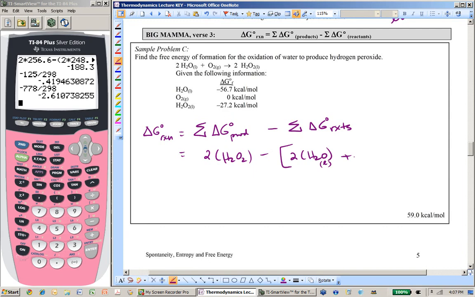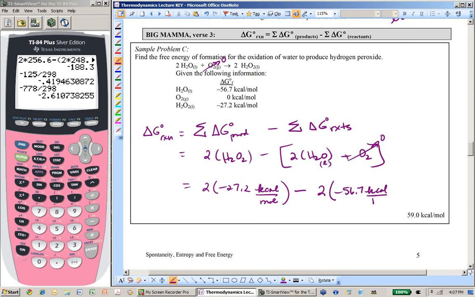Plus, because that's what sum means, add them together, of the oxygen. Well, celebration moment. Hallelujah, hallelujah. There is an element in here, and I'm talking delta G, so that's a 0. So this simplifies to 2 times H2O2's value, negative 27.2 kilocalories per mole. Not joules. And that is then subtracting 2 times water's, negative 56.7 kilocalories per mole.